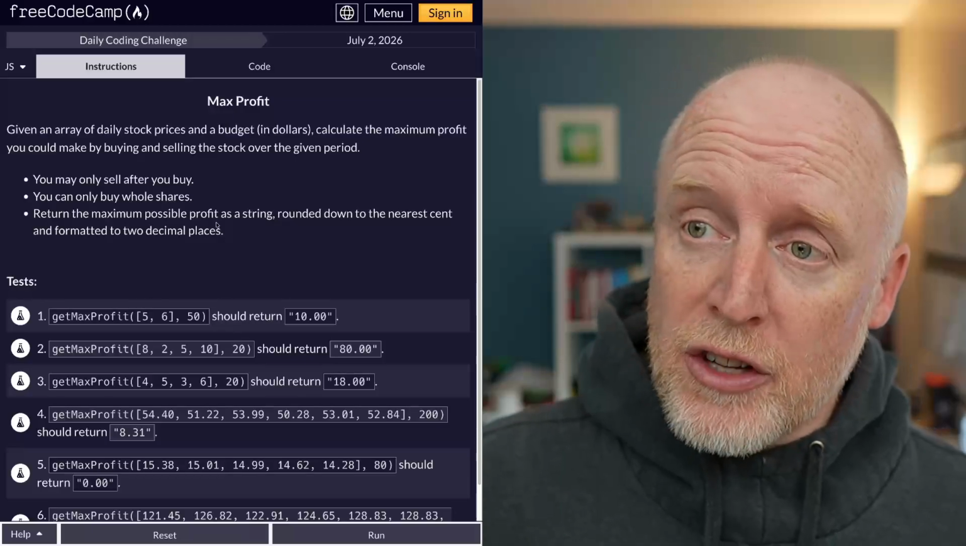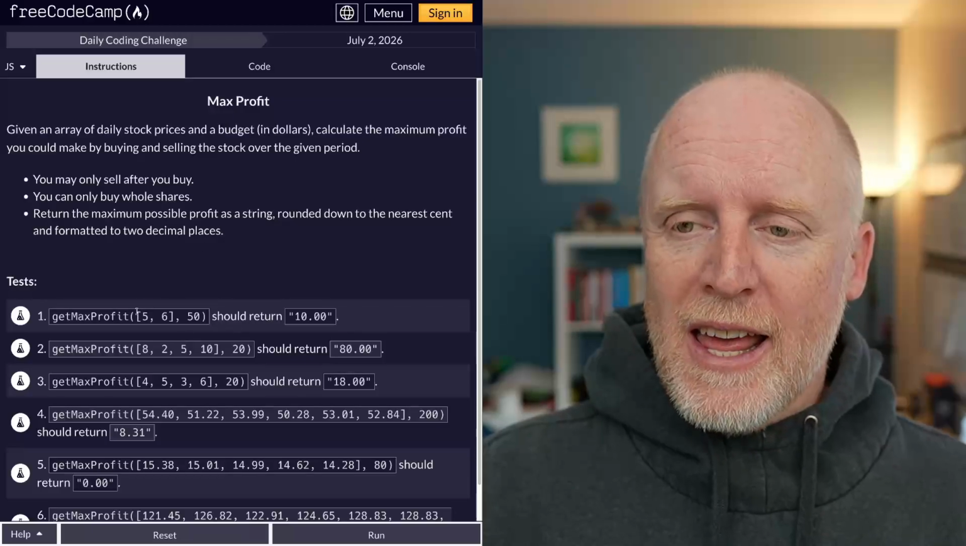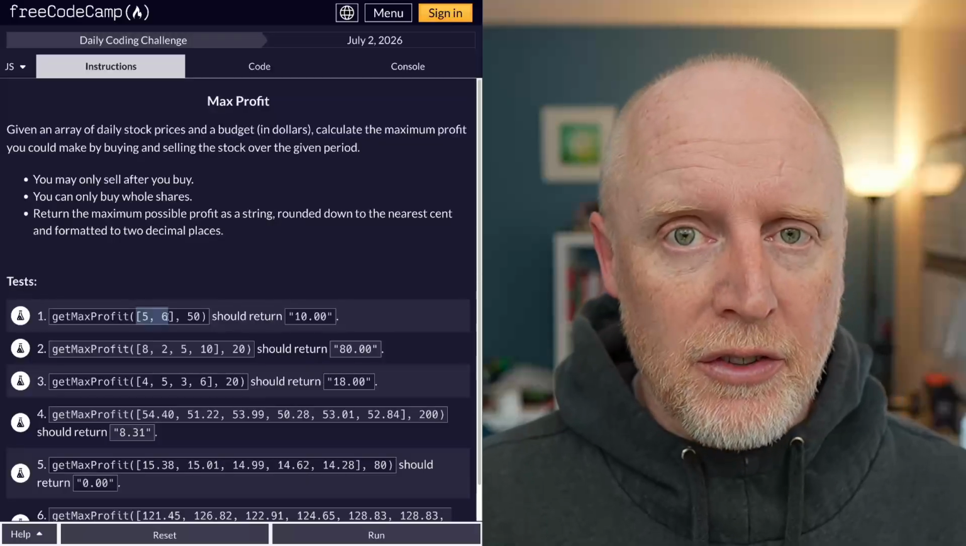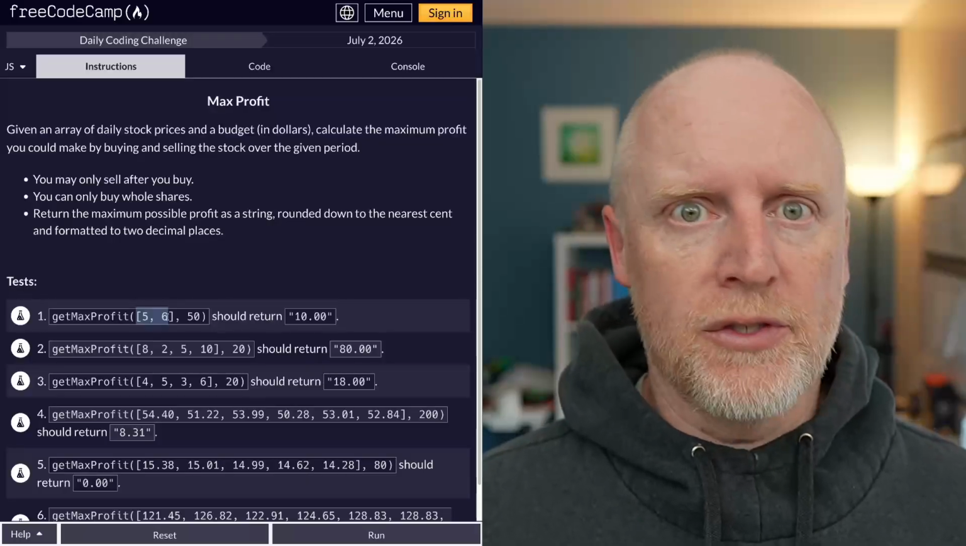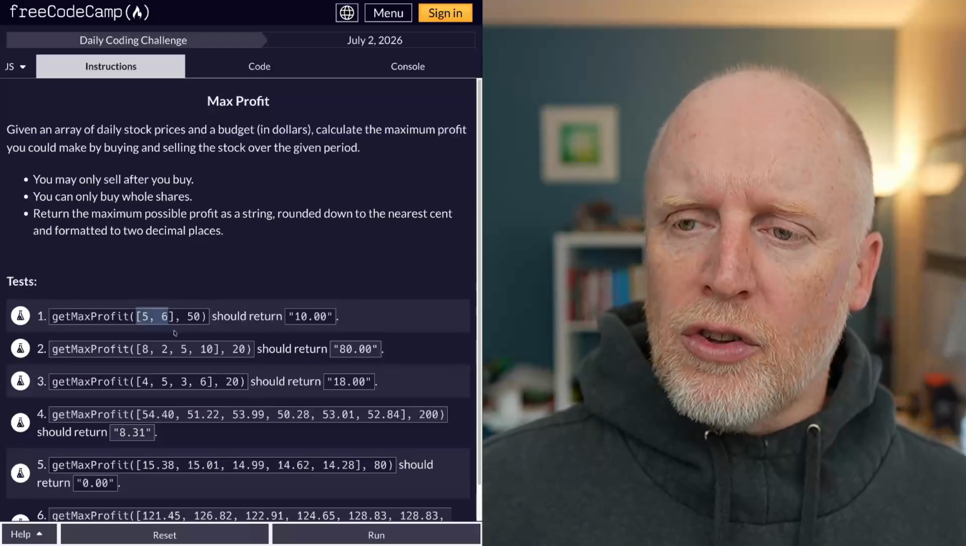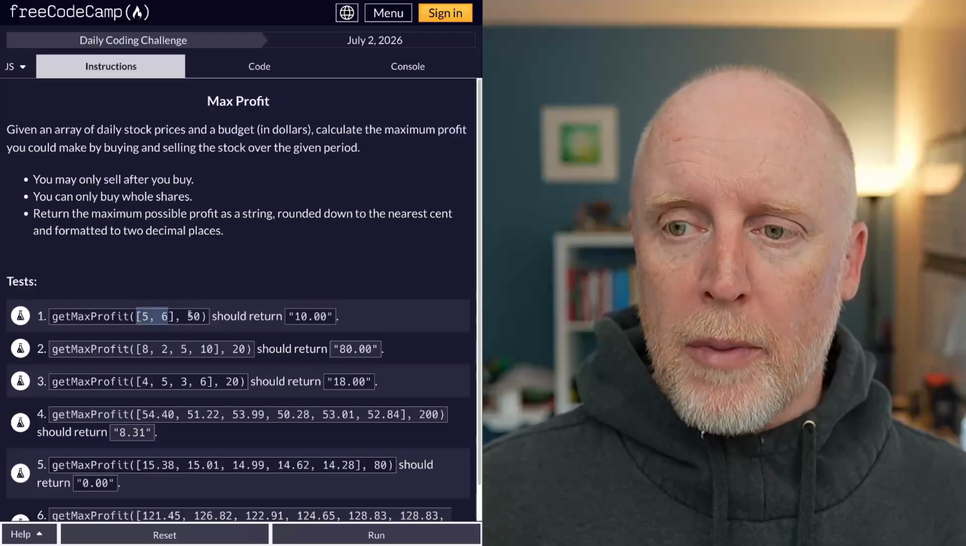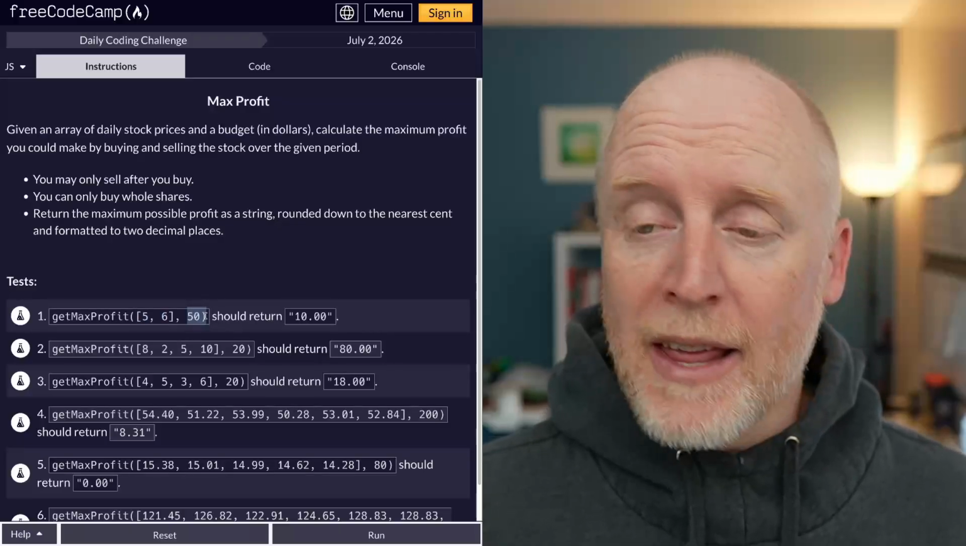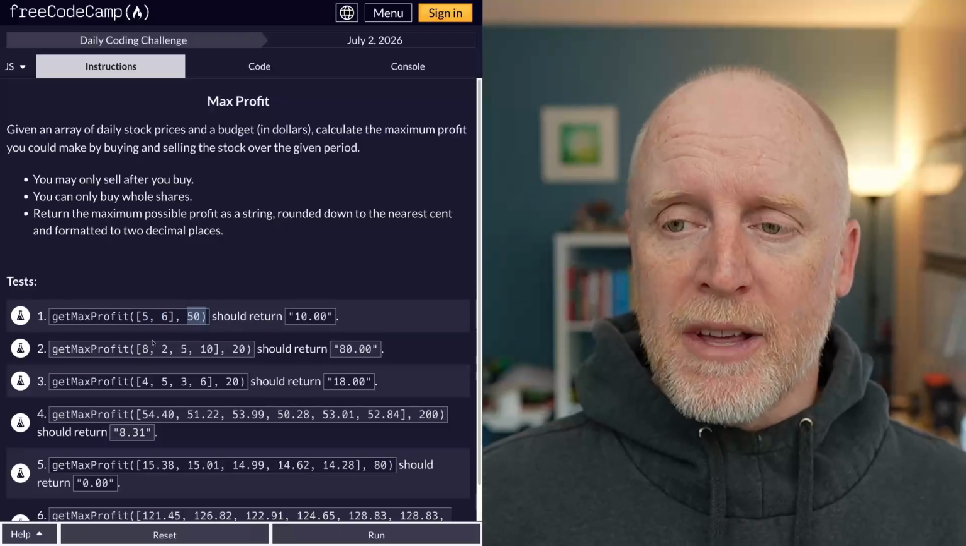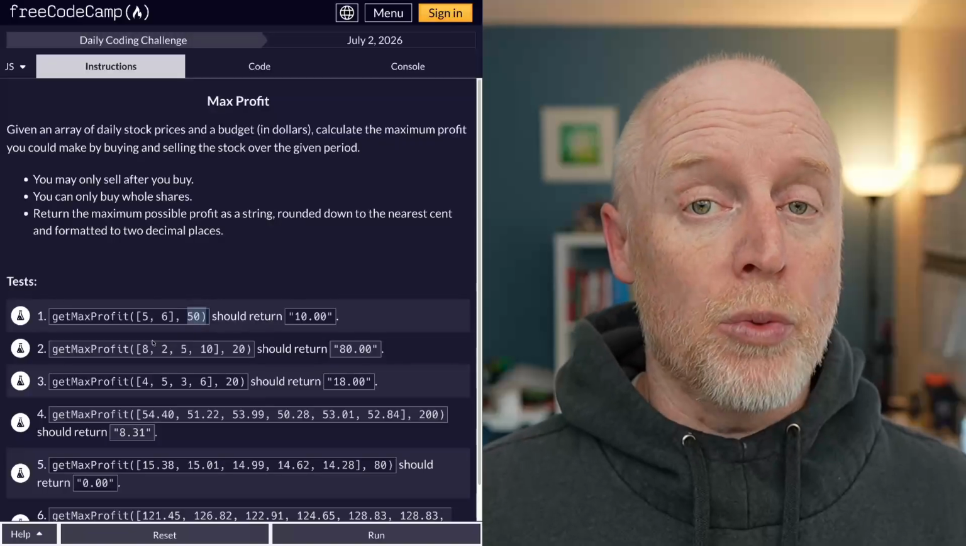Hello team, today's challenge is max profit, where we're given a list of daily prices for some kind of stock. On the one hand, we need to buy based on our budget, so we need to pick which one to buy. And then we also need to pick which one to sell.